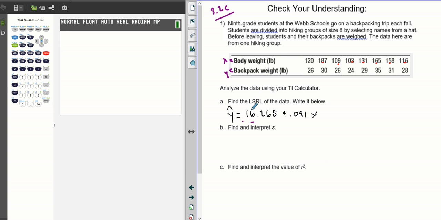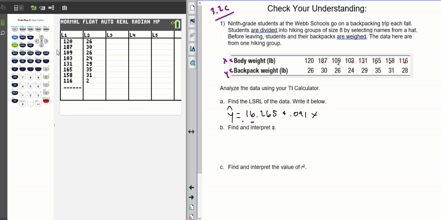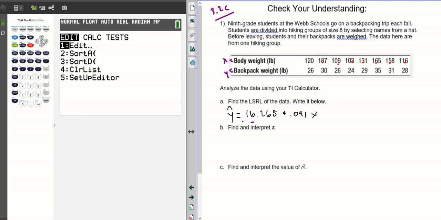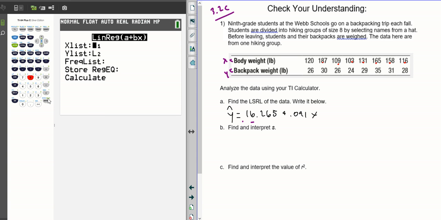We found our least squares regression line by going through, and I still have this in here. If you go to second calculate, or you go to edit, and then you look at your list 1 and list 2, that's where I put my data in. And if you go to stat and you go to calculate and go down to 8, what you get is our different values. So you put list 1, list 2 in there, and you can calculate this.